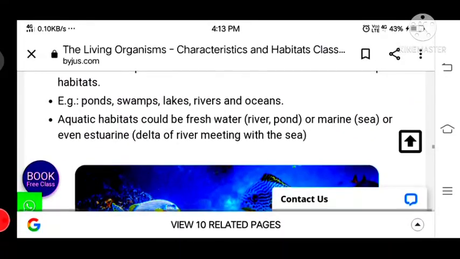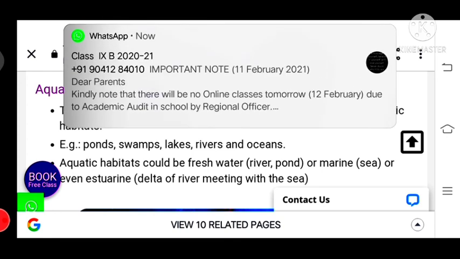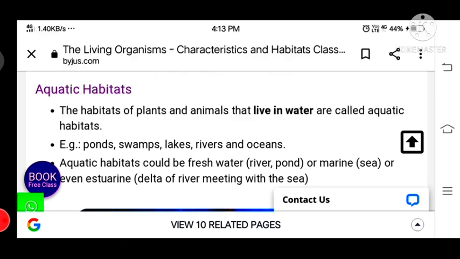So basically, a habitat is a place where a particular type of climate, land, water and other things are present, and particular living beings, a particular species of plants and animals, live there. That is known as a habitat.